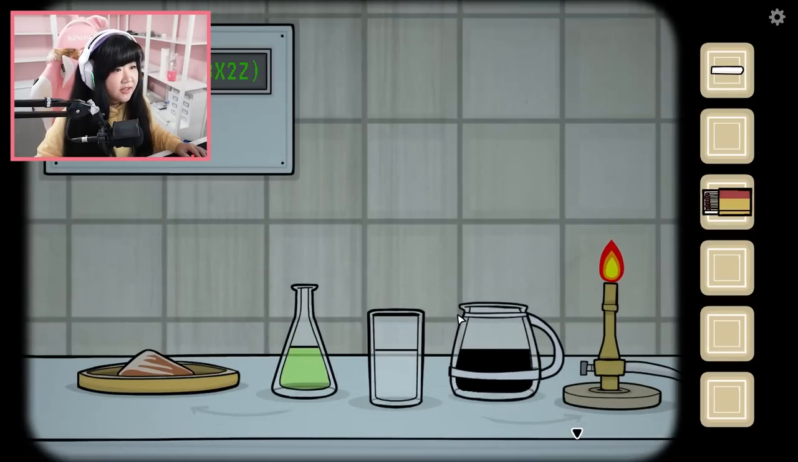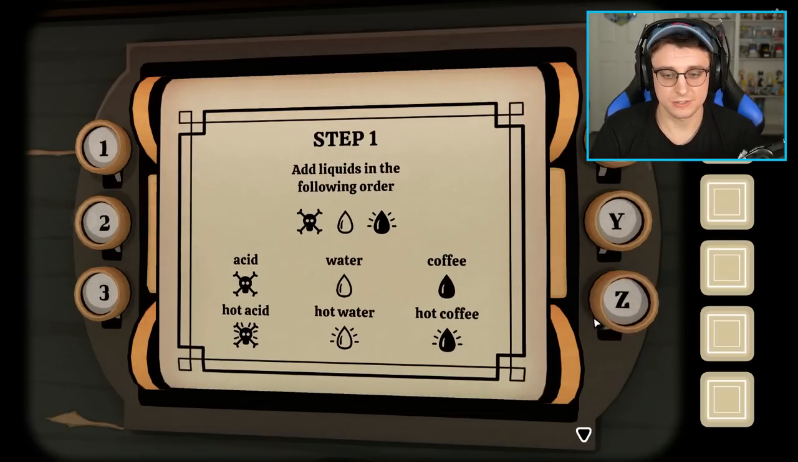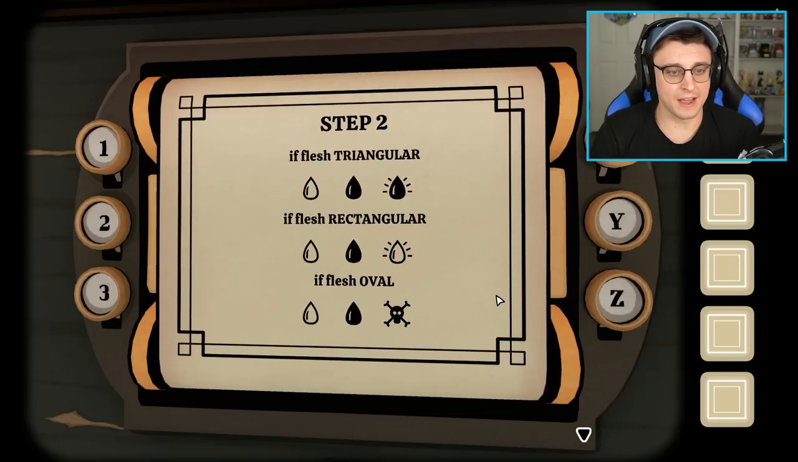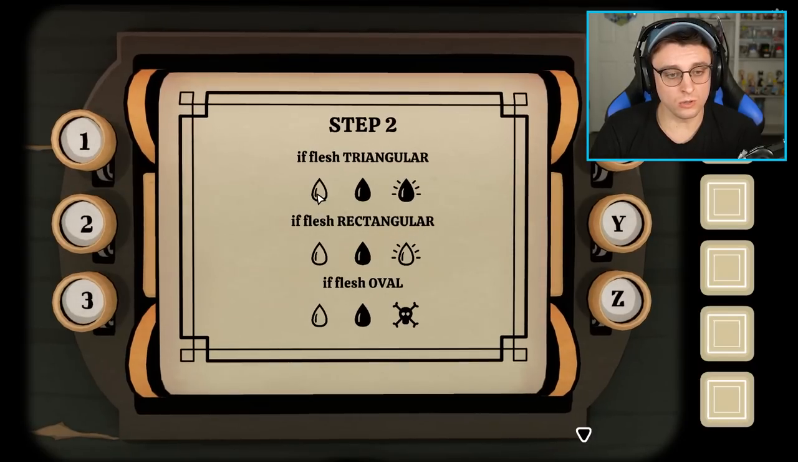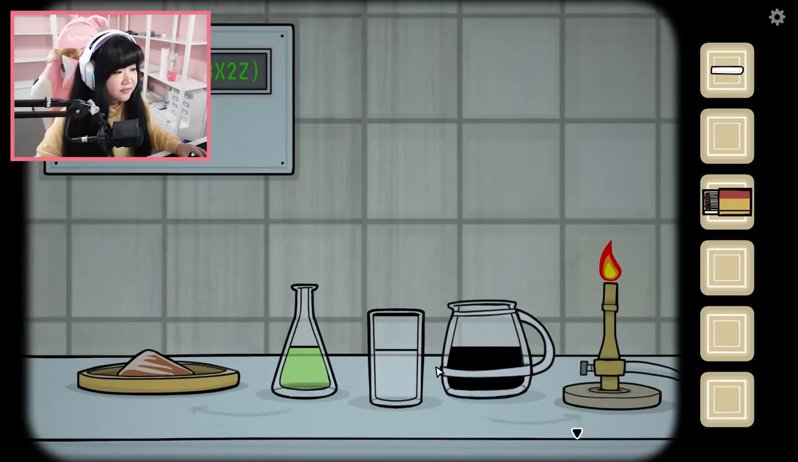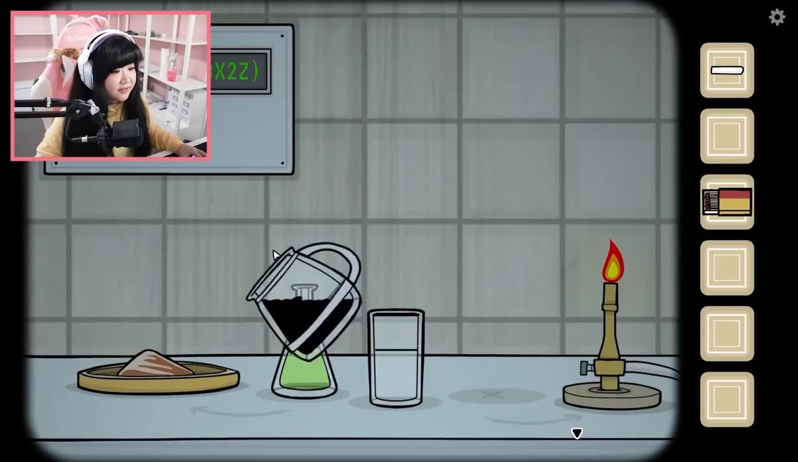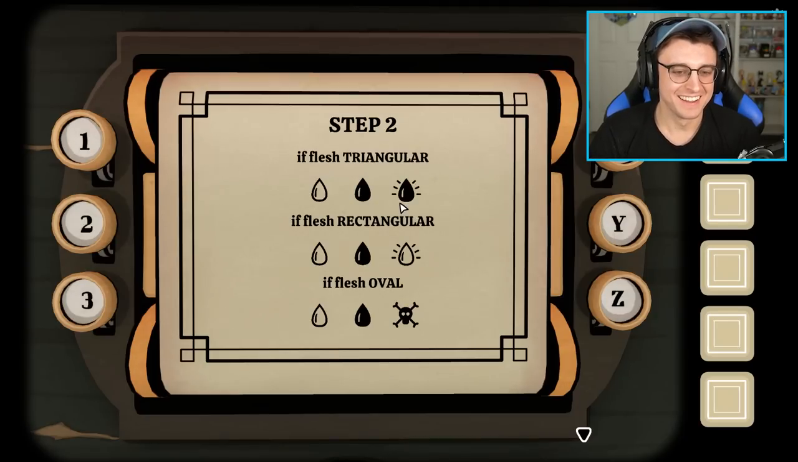Step two. 1Y, 3X, 2Z. All right. And then what is the flesh? Is it triangular, rectangle, or oval? It looks like a triangle. Okay, so cold water, cold coffee, hot coffee. It grew warts. My flesh grew warts. Does that mean we did it right or wrong? I don't know. Yeah, we did it right.